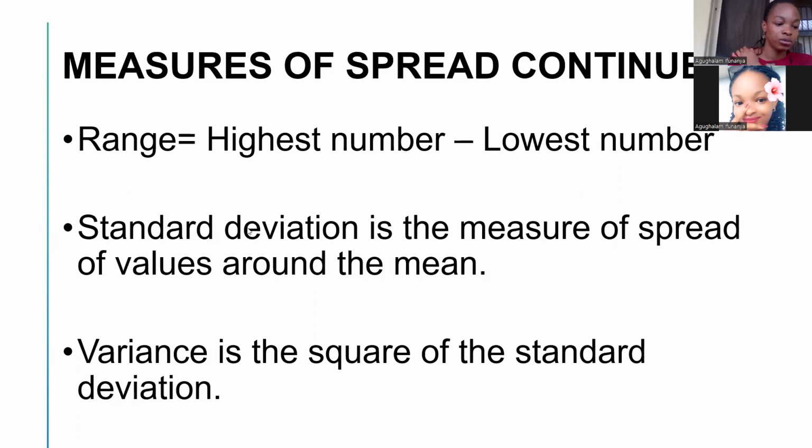Okay, so measures of spread. The measure of spread gives you information on how far apart or close the distribution is, and gives the reader an idea of the true representation of the samples in the population. So the range is the highest number minus the lowest number, which I have already talked about. Then the standard deviation is a measure of spread of values around the mean. And then the variance is the square of the standard deviation.